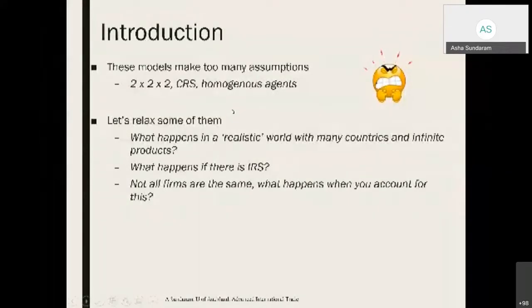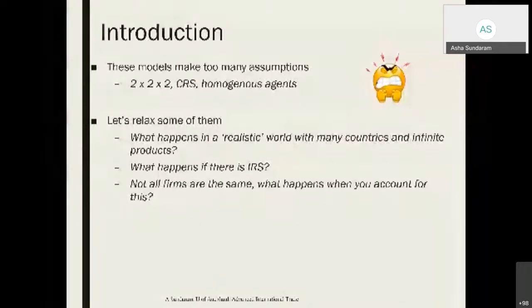Maybe I could just butt in with one question that was being asked here. How is neoclassical thought defined in trade, and how do we segregate or identify this school of thought? Yes, so that is exactly what we're doing here. The neoclassical models make these assumptions, right? It's about homogeneous agents and constant returns to scale.